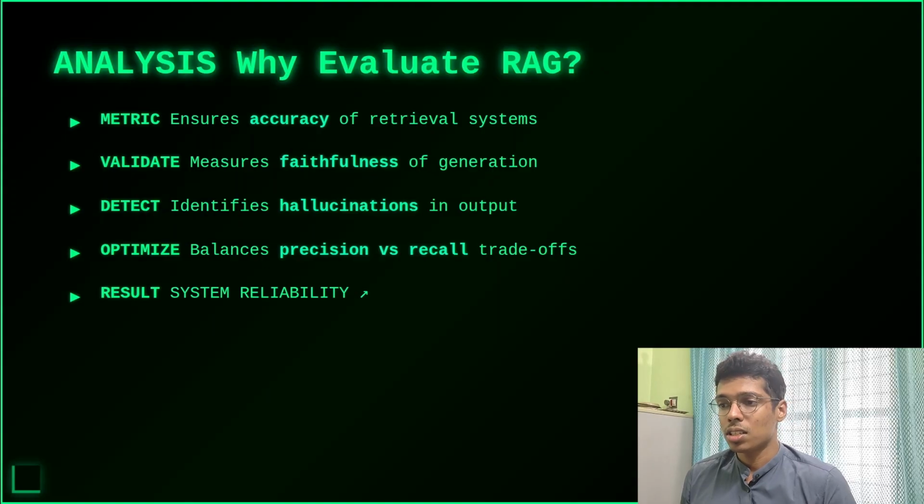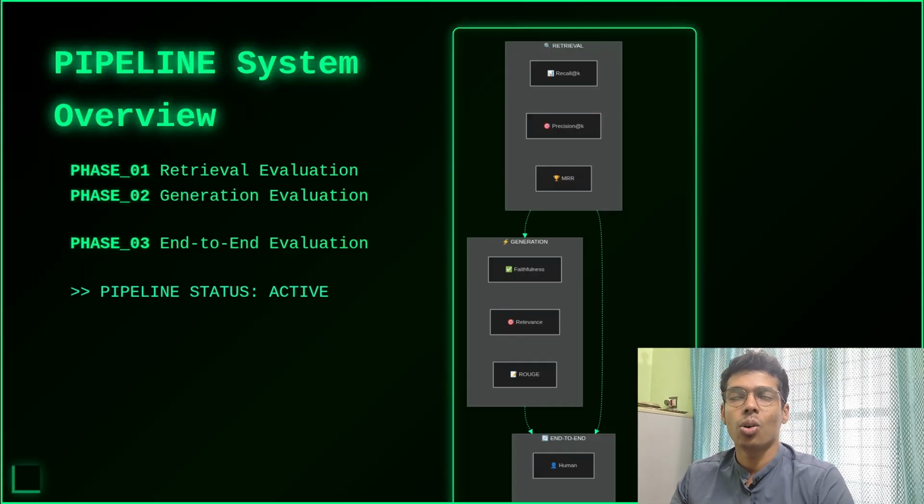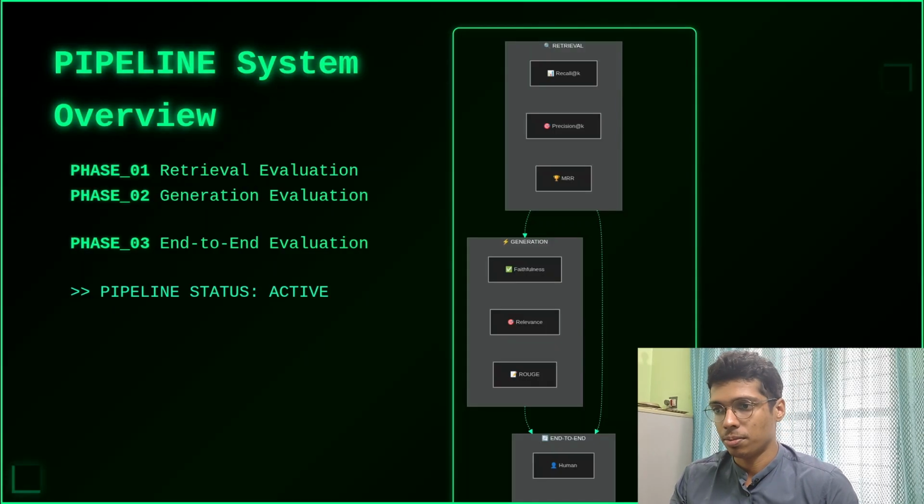So in the pipeline system, first we have the retrieval system. When you look at the retrieval, there are a couple of measures like recall at K, precision at K, and MRR. We will talk about that. In the generation, there are things like faithfulness, relevance, and RAGAS. And at the end, an end-to-end evaluation can be done using a human or an LLM as an agent. That is how the whole evaluation can happen, but you can decide which part the evaluation needs to be done on.